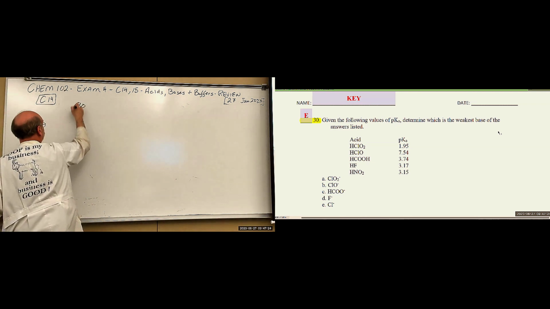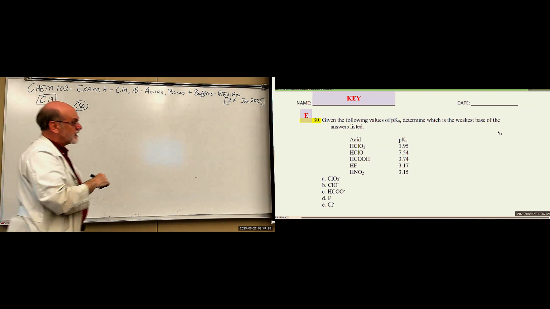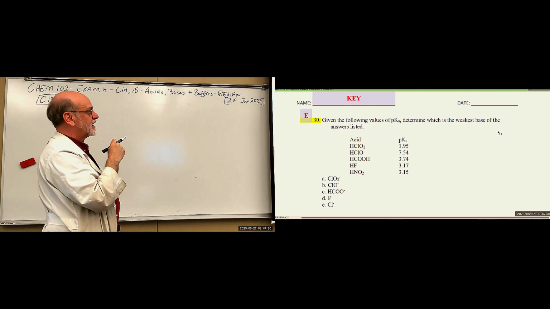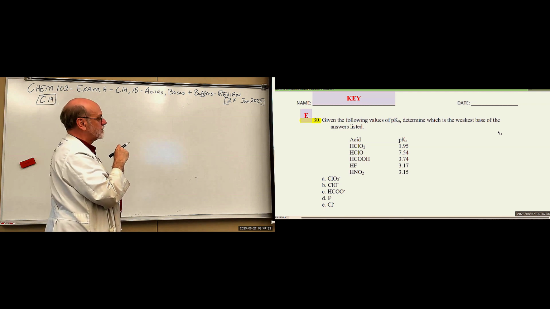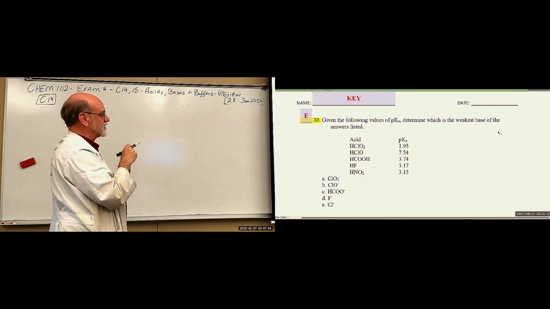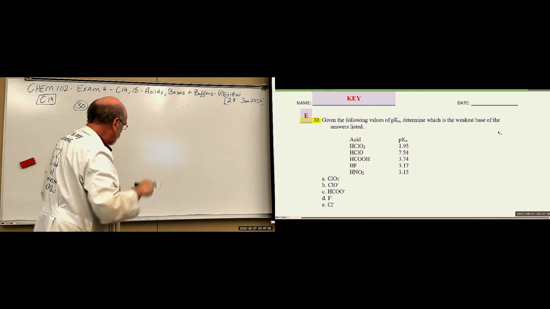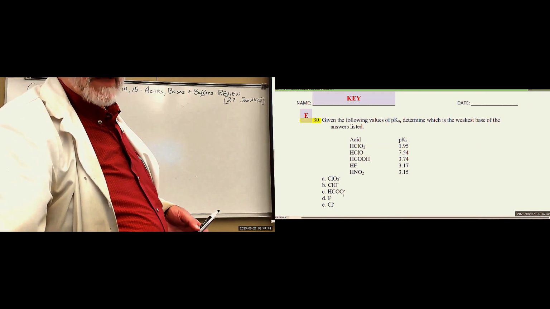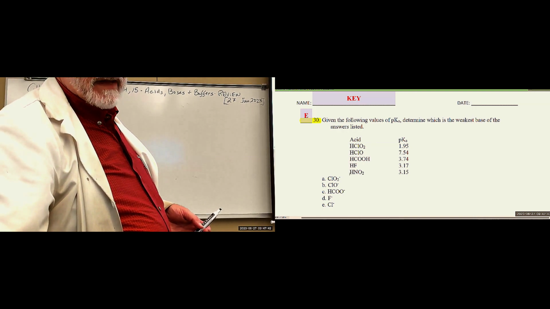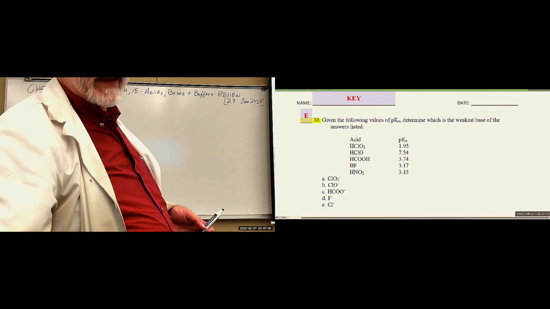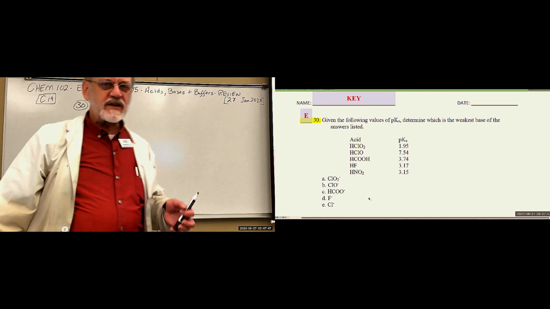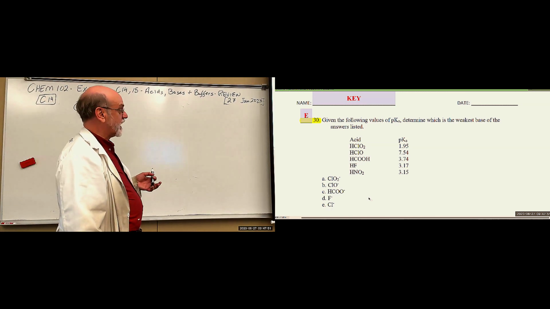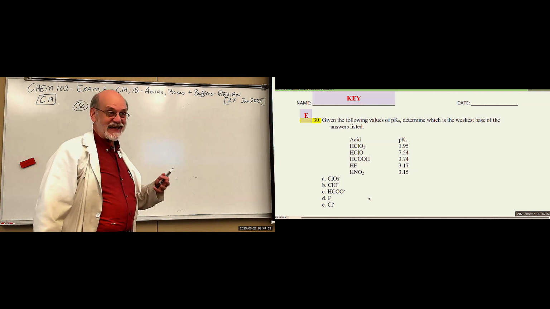Number 30. This one should be fairly easy. Which one of these, based on its value of pKa, is the weakest base? The weakest base in that list, based upon the pKa's of these. So the weakest base would be the strongest acid, right? So the strongest acid would have the smallest pKa.